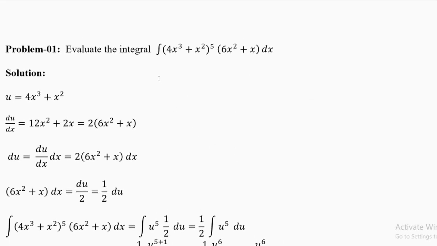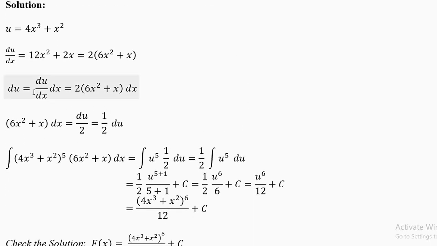Now evaluate the integral 4x cube plus x square whole power 5 into 6x square plus x in bracket dx. Now power is 5. What is inside the power is u. So u equal to 4x cube plus x square. You differentiate it, you will get 12x square plus 2x. Take 2 common, you will get 2 into 6x square plus x. So the derivative is sitting outside, and the multiplicative 2 can be adjusted. So du equal to 2 into 6x square plus x dx. Take the 2 this side, you will get du by 2, which is half du.